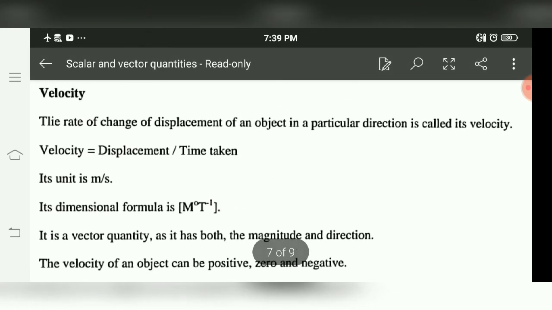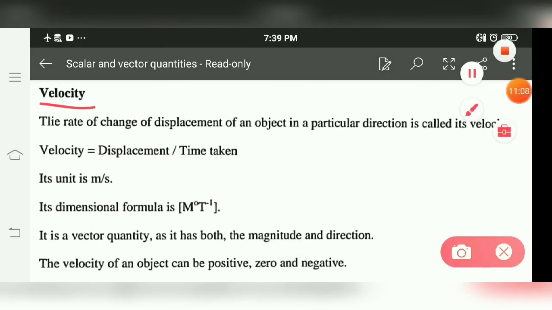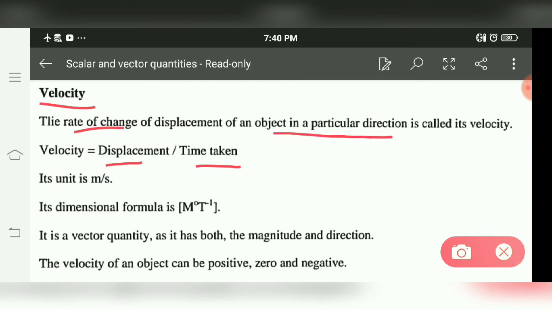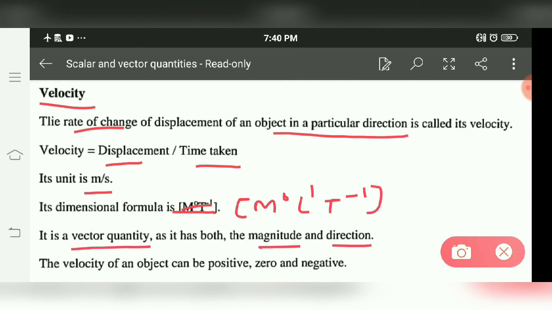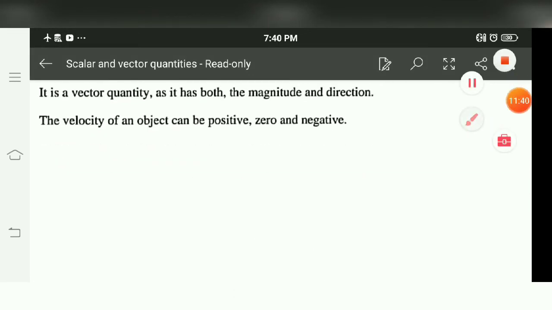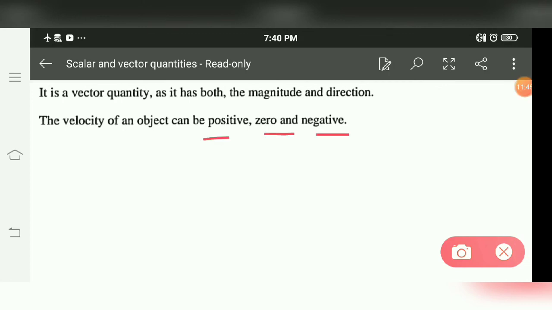Next is velocity. It is the rate of change of displacement by time taken. It is the rate of change of displacement of an object in a particular direction. Speed was in any direction, but displacement is in a particular direction. The unit is again meter per second. Dimension is again wrong here, that is M0 L1 T minus 1. It's a vector quantity, having both magnitude and direction, and follows the vector law of addition. And just like displacement, velocity can be positive, negative or zero.